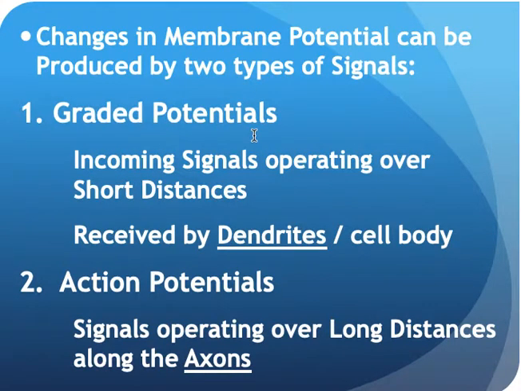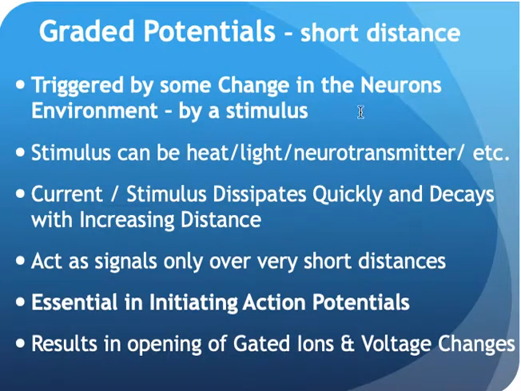Graded potentials are going to be short distances, and again, these are going to be my dendrites, and these signals are coming into the cell body. So graded potentials, again, short distance, triggered by some change in the neuron's environment, and that's going to be some sort of stimulus. So I have all these sensors everywhere, and I'm going to stimulate these sensors, and they're going to create these little graded potentials.